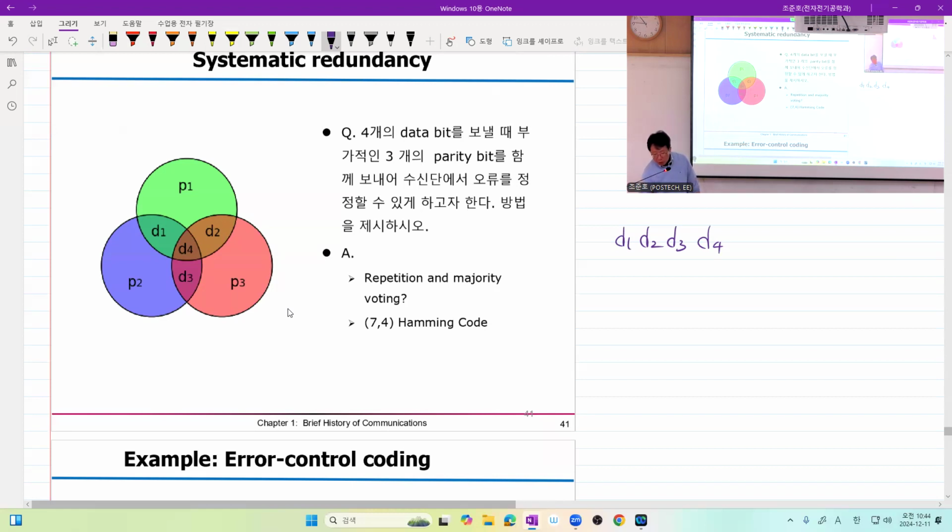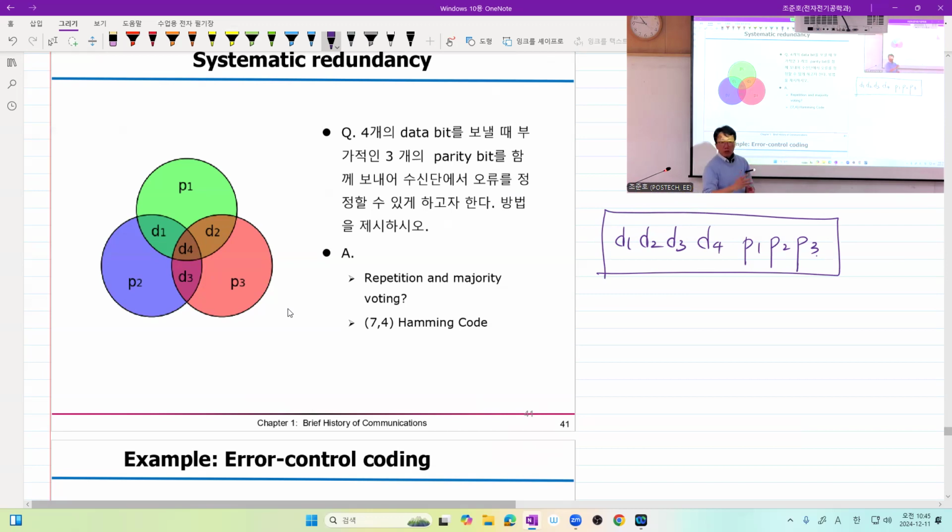But what you do is that you add 3 parity bits. So originally, you have 4 bits to transmit, for example after you compress your information bit. But now what you do is that you systematically add 3 bits so that when you receive 7 bits with some of the bits flipped, you can still recover the original data.